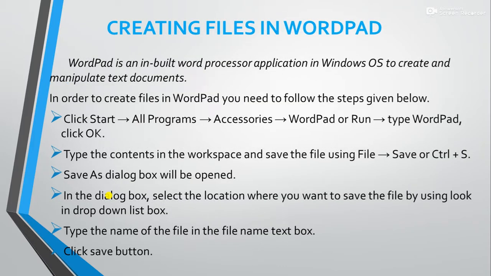Creating files in WordPad. WordPad is a built-in word processor application in the Windows operating system to create and manipulate text documents. First of all, click Start, All Programs, Accessories, WordPad and click OK. After it finishes opening, type the contents in the workspace and save the file with File, Save. The Save As dialog box will be opened. You can save the file in a selected location from the drop-down list box.